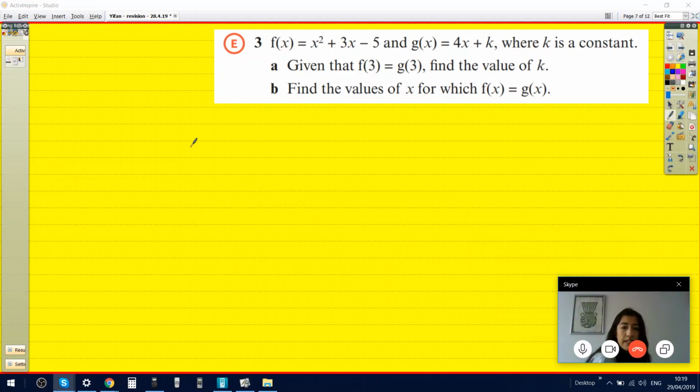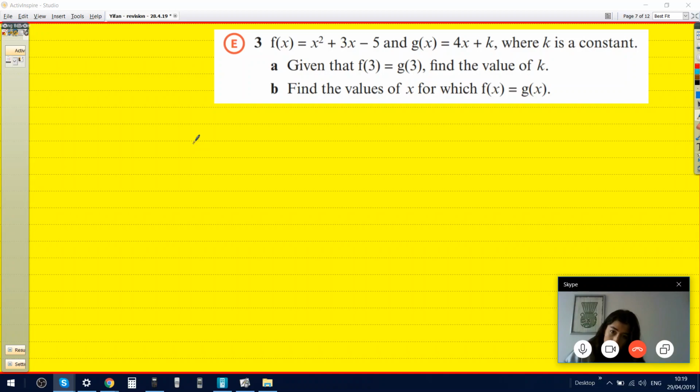Given that f3 equals g3, find the value of k. So 3 squared plus 3 minus 5 equals 4, 3 plus k. So 9 plus 9 is 18, 18 minus 5 is 13 equals... k equals 1. Okay, I'll take your word for it. And next one.